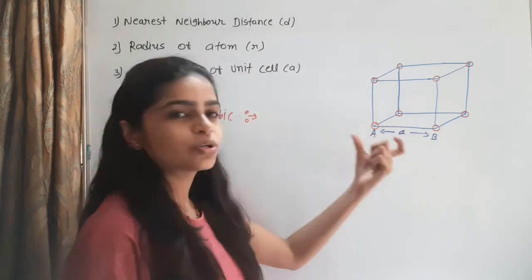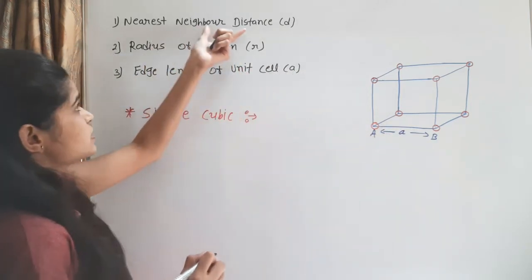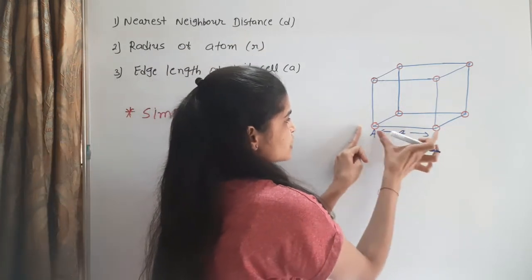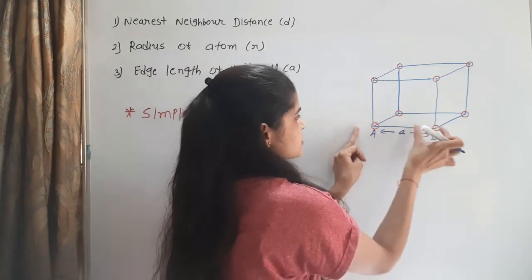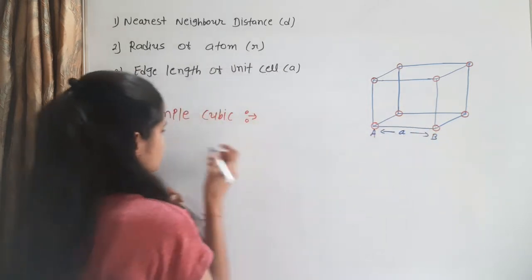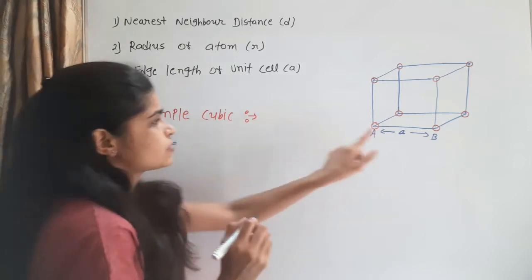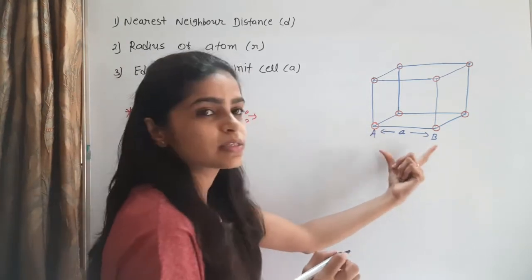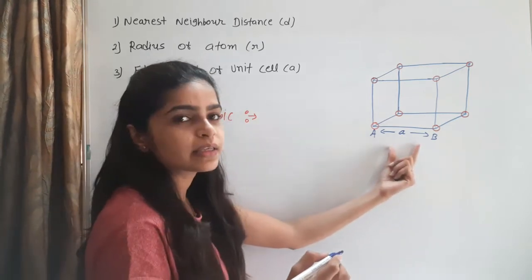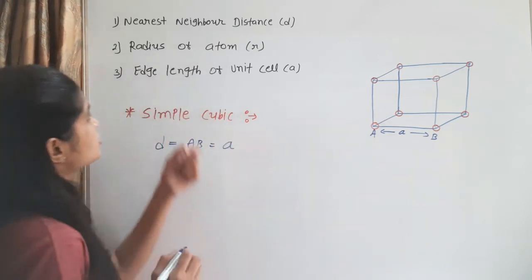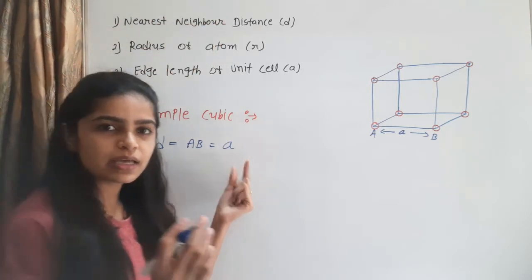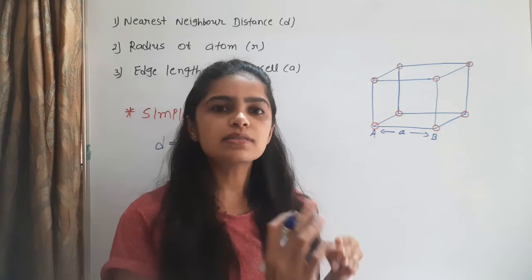So we find the first nearest neighbor distance. This is the neighboring atom, because in reality they touch each other. So its distance D is equal to AB, and this distance AB is equal to the edge length A. So the nearest neighbor distance D is equal to A; the edge length and the distance D are the same.